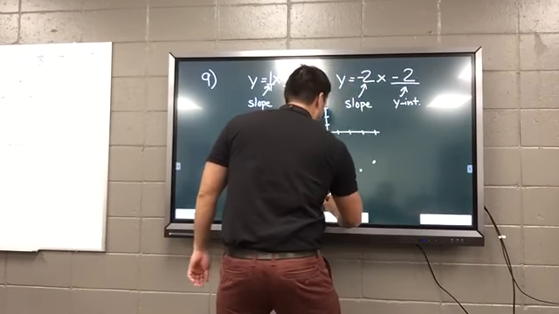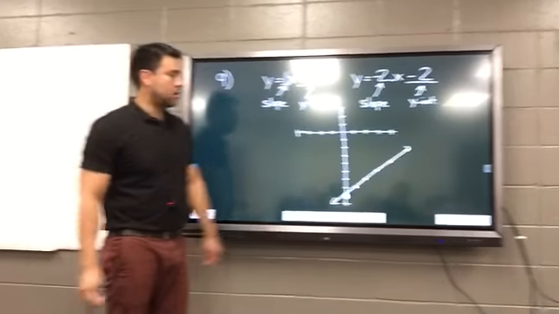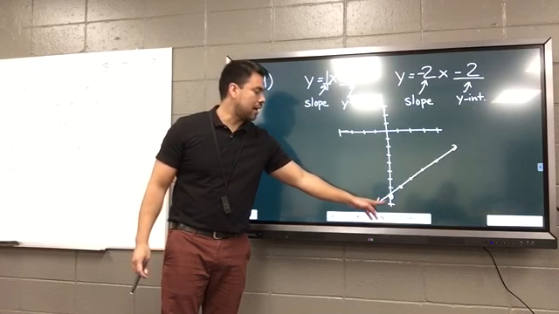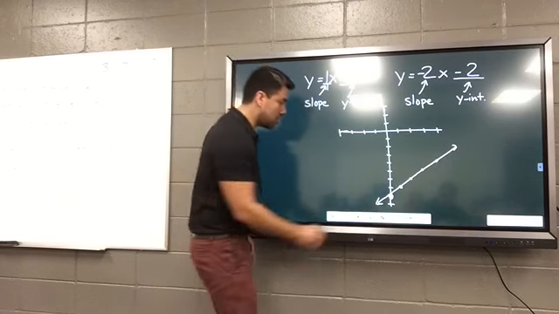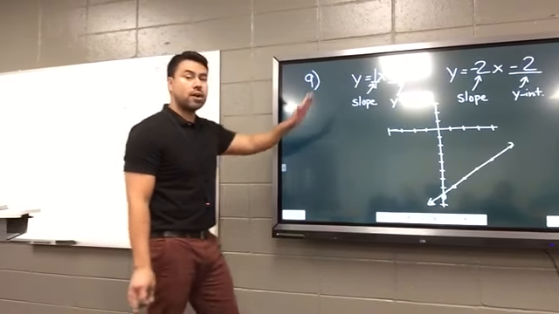And then you can draw that as a line. Notice I didn't even really go down 1 over 1 to the left. I could have, and I would have gotten a point there, but I have my line. Okay, now I want to graph the second graph.